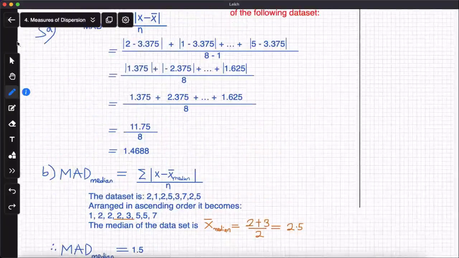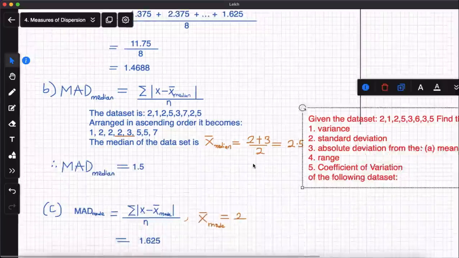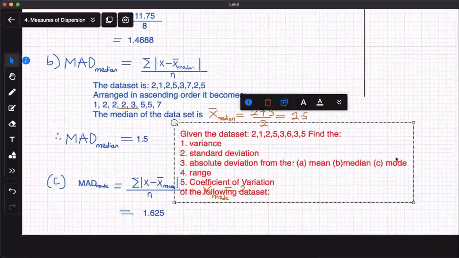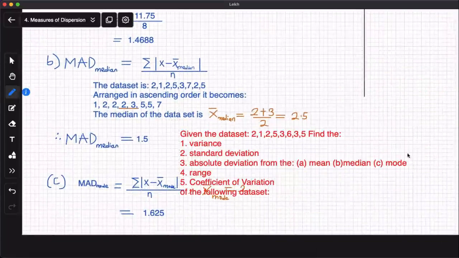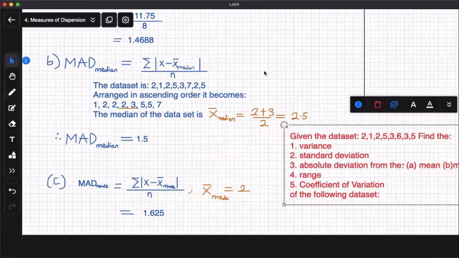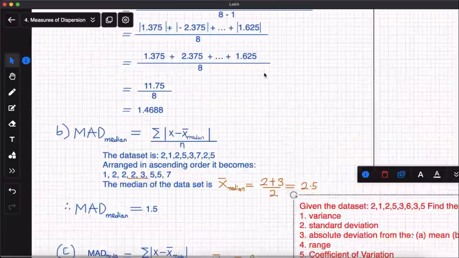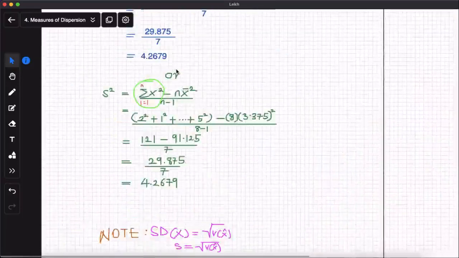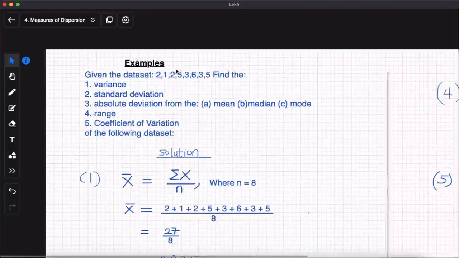Now if we go to the next one, the question says obtain the absolute deviation from the mode. So the mode happens to be, what's the mode again? The mode happens to be 2. How did you get that? Look at the data set again. 2 appears twice.